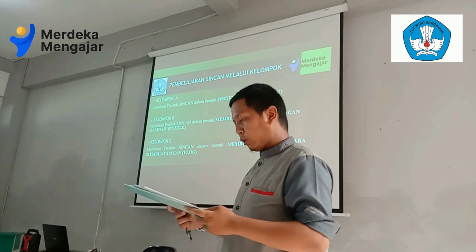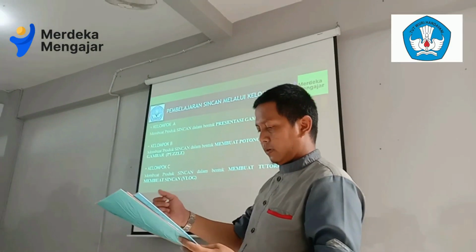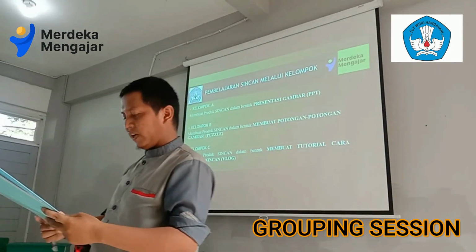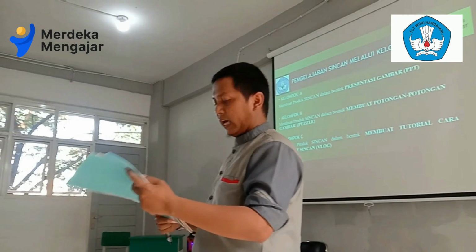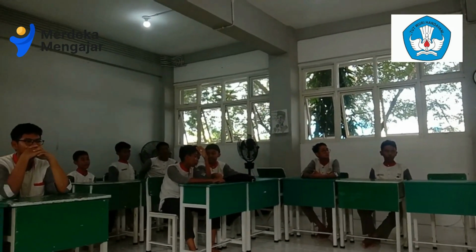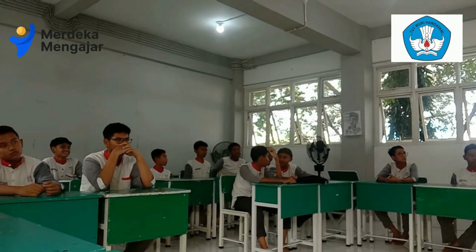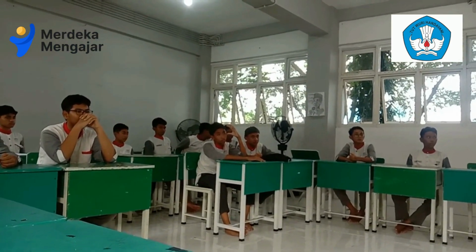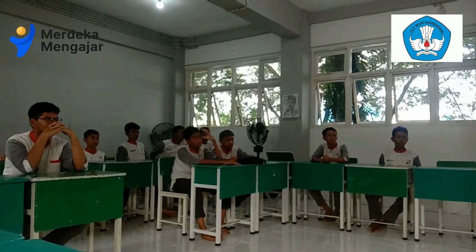A group of A here: Fahmi, Albani, Ivan, and Safwan. And then group of B: Bilal, Fikri, Hafid, and then Insan. Starting from now, make a group with your friends. Go.